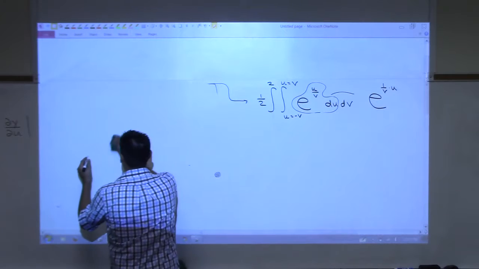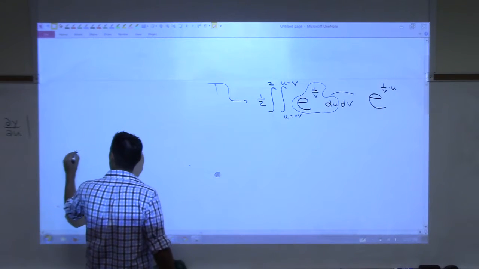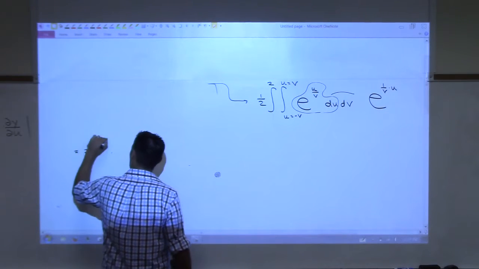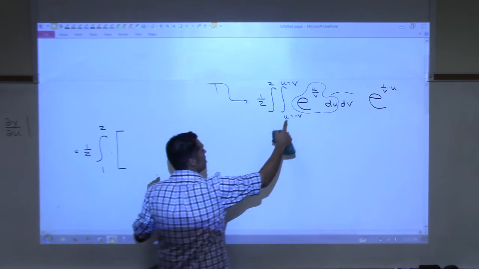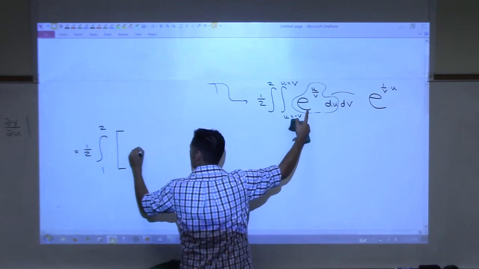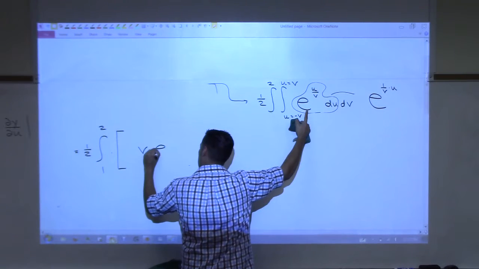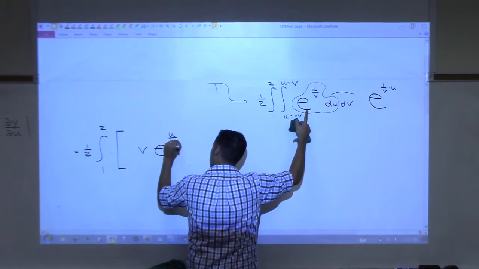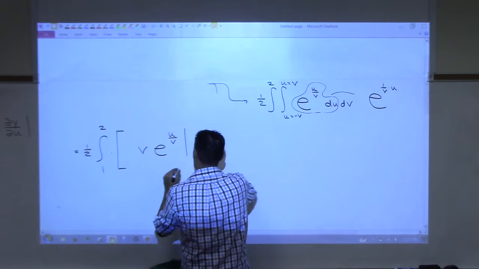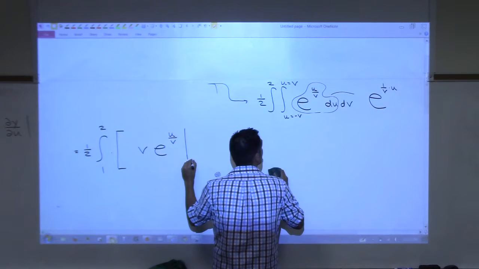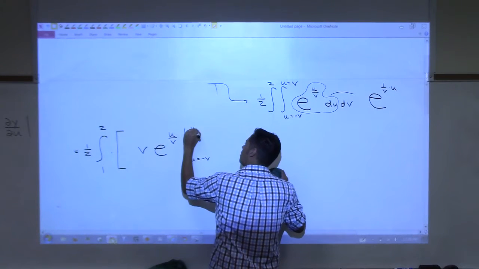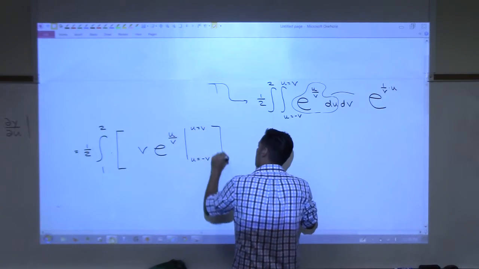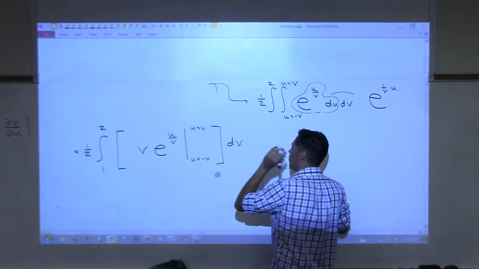So you've got to make sure you're clear on this first integration, though. That the antiderivative of this with respect to u is v e to the u over v. If you're not clear on that, please talk to me after class and we can see if we can't clear that up. We evaluate from u is negative v to u is v, and then we'll integrate that with respect to v when we're done.